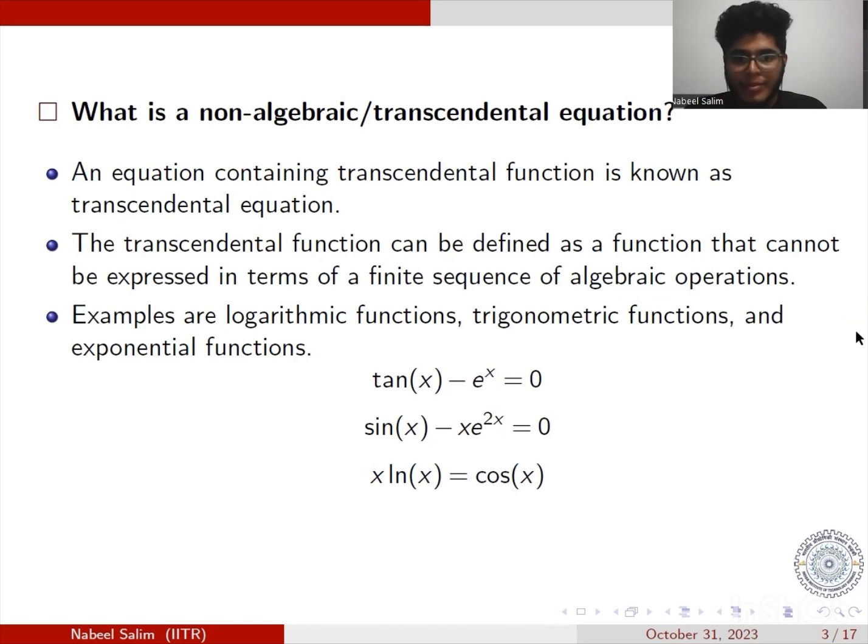So here I have given some examples of transcendental equations. tan x minus e raised to x is equal to 0, sin x minus x times e raised to x is equal to 0, x ln x is equal to cos x are some examples of transcendental equations or non-algebraic equations. To solve these kinds of equations, nonlinear algebraic equations and non-algebraic equations, we require non-analytical methods because of their complex nature.